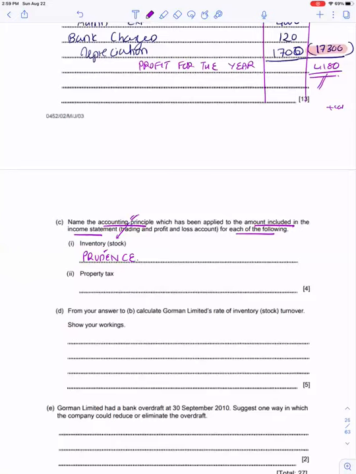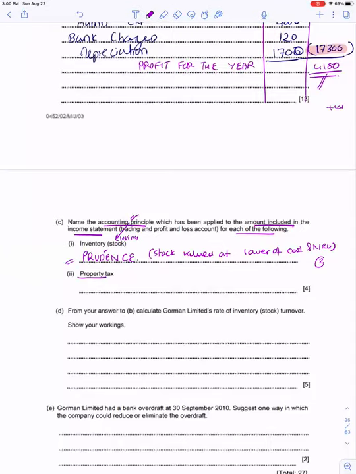Why prudence? You can explain prudence also because it is 2 marks each. Prudence says stock should be valued at lower of cost and NRV. So whatever is lower, you value the inventory, your closing inventory, at that price. This is as per the accounting principle of prudence.